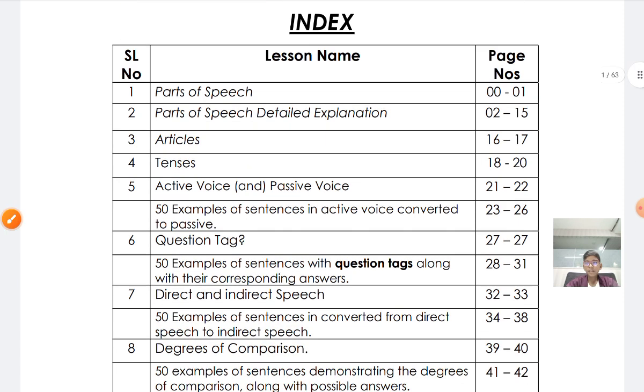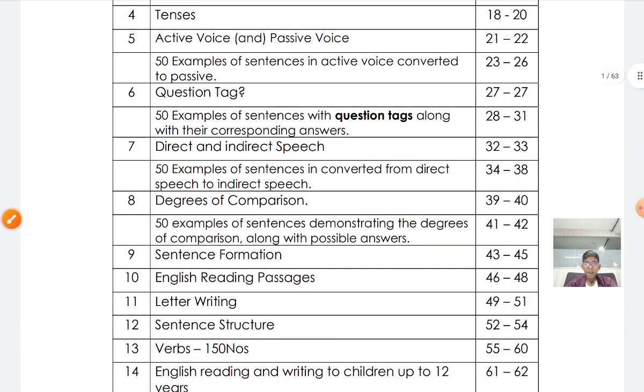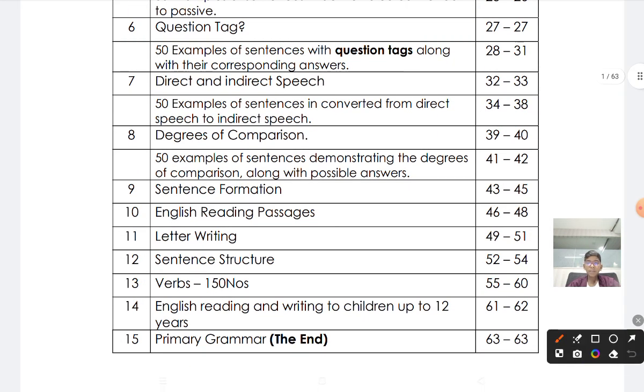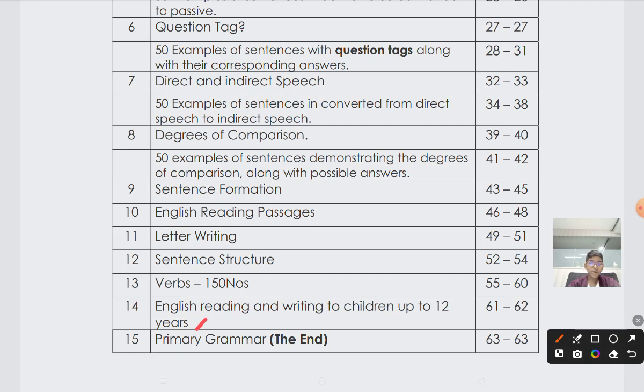Chapter number 7 is direct and indirect speech. Chapter number 8 is degrees of comparison. And chapter number 9 is sentence formation. Chapter number 10 is English reading passages. Chapter number 11 is letter writing. Chapter number 12 is sentence structure. Chapter number 13 is verbs 150 NIS. Chapter number 14 is English reading and writing to children up to 12 years.